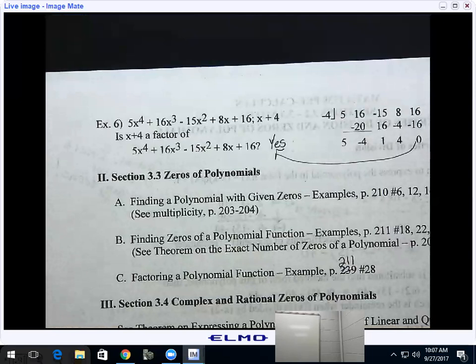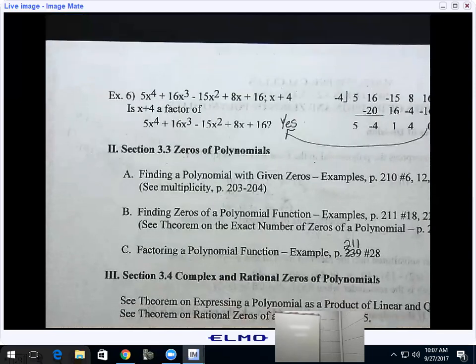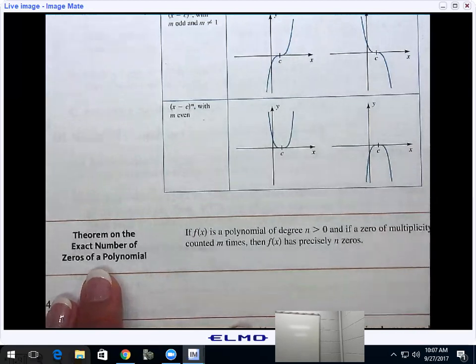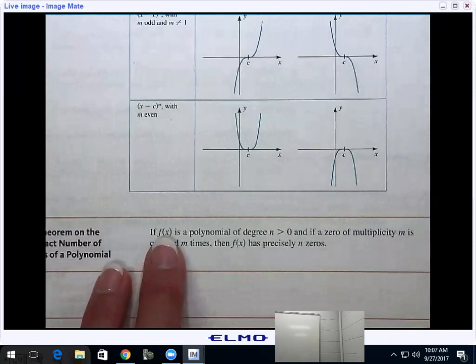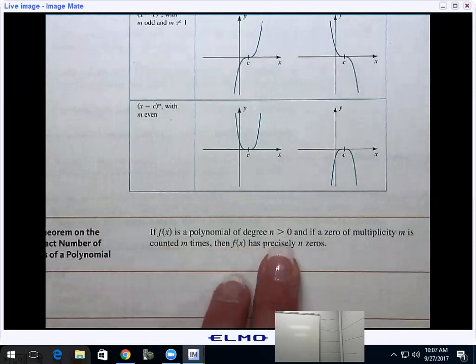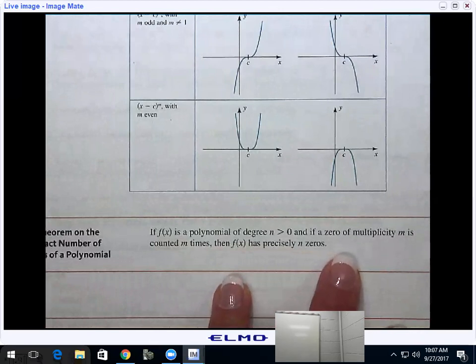I want to show you one other theorem. I have them right here. I mentioned this one to you yesterday, the theorem on the exact number of zeros of a polynomial. If f of x is of degree n greater than 0, and if a zero of multiplicity m is counted m times, then f of x has precisely n zeros. All that's really saying is the 10th degree polynomial will have 10 zeros if you count the multiplicity separately. And if you include the real zeros. It doesn't say n real zeros, it just says n zeros.